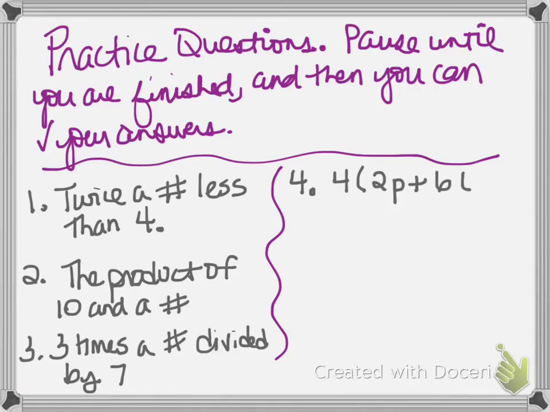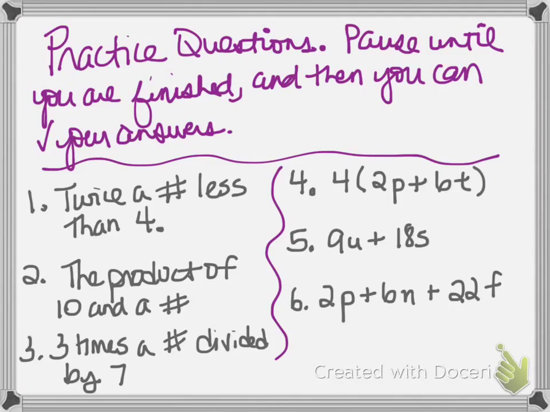The first one is twice a number less than 4. The product of 10 and a number. 3 times a number divided by 7. And then 4, 5, and 6 deal with the distributive property. 4 times the quantity 2p plus 6t. 5 is 9u plus 18s. 6 is 2p plus 6n plus 22f.